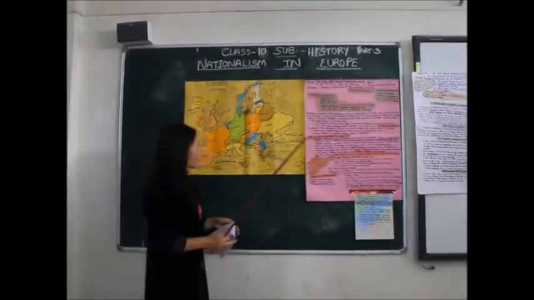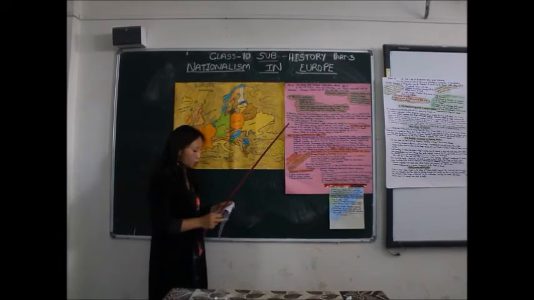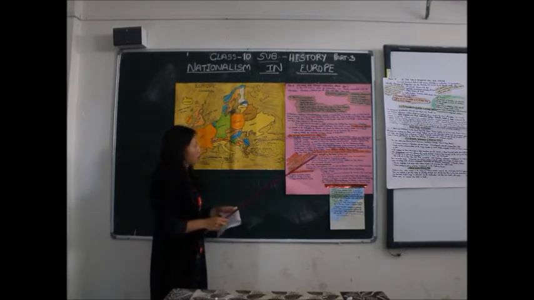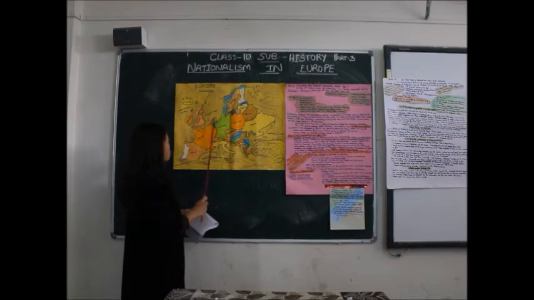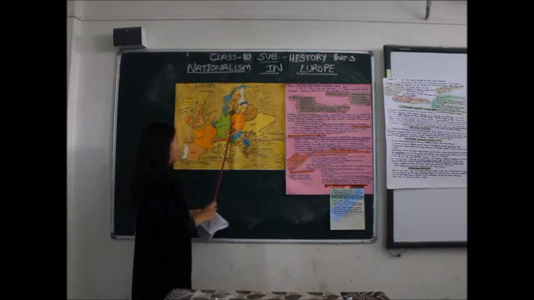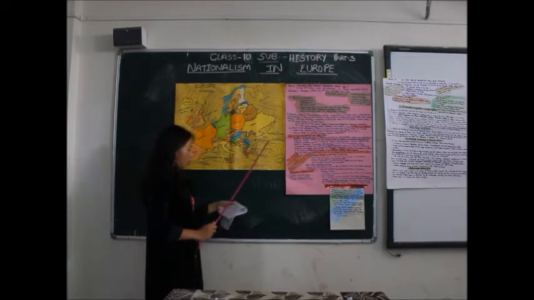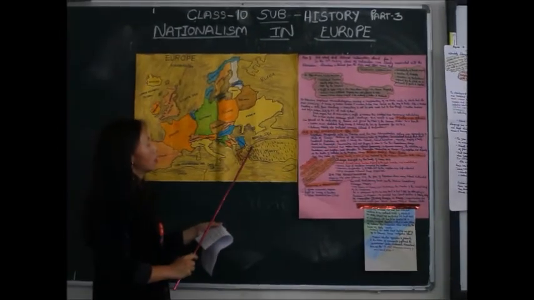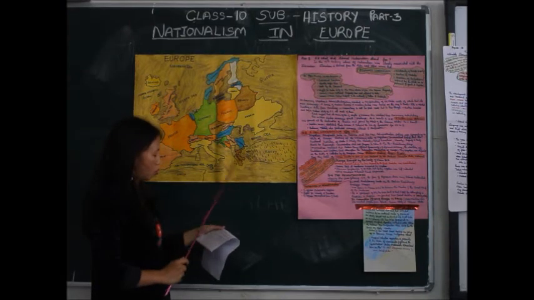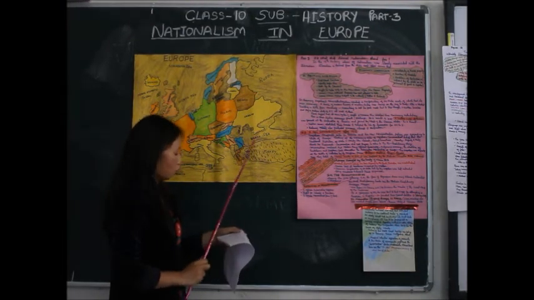Let's talk about Greece. Greece was part of the Ottoman Empire since the 15th century. After France, all the European countries also wanted freedom. They also wanted to be independent nations. Greece also wanted to be an independent nation from the Ottoman Empire. The Ottoman Empire was a Muslim empire. Greece also wanted to get freedom from the Ottoman Empire.